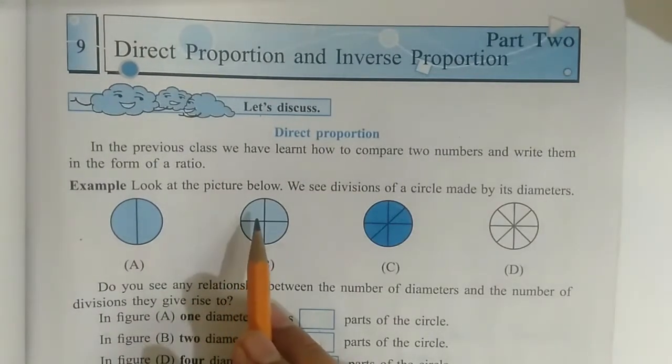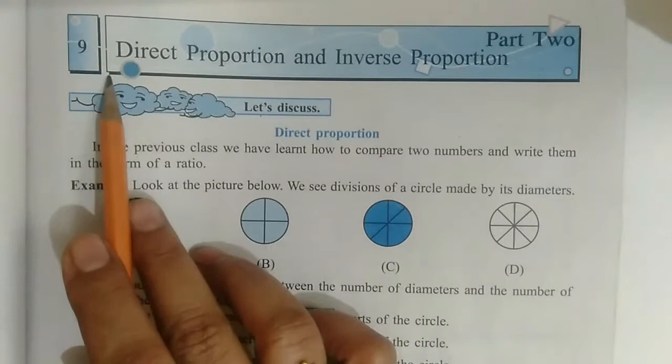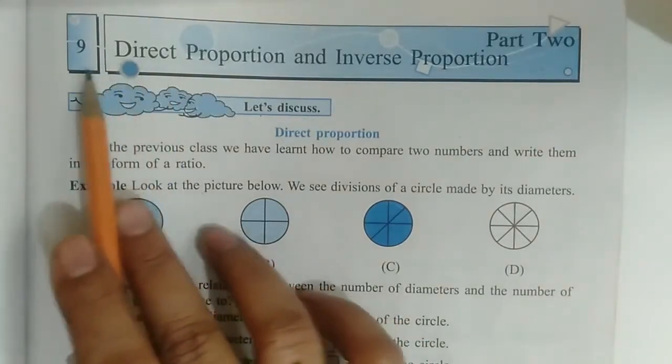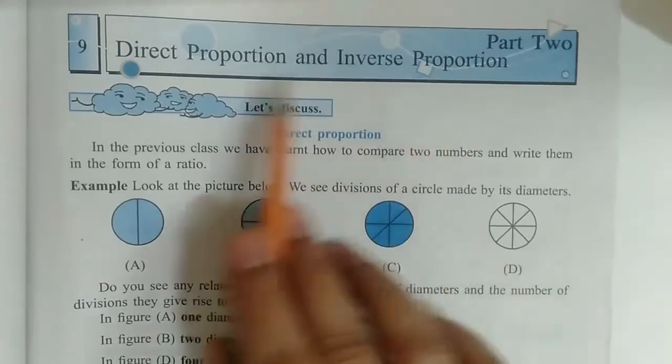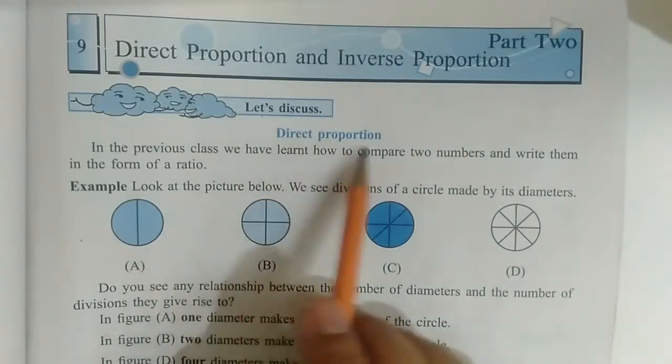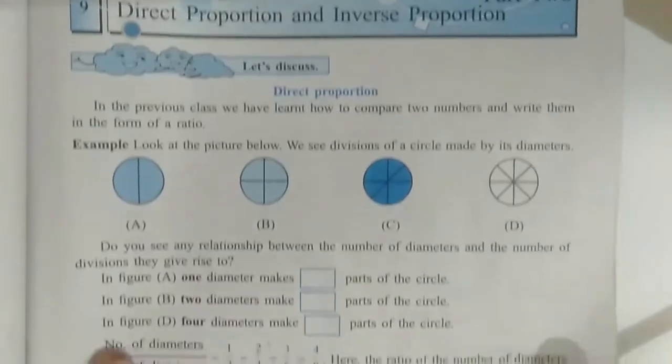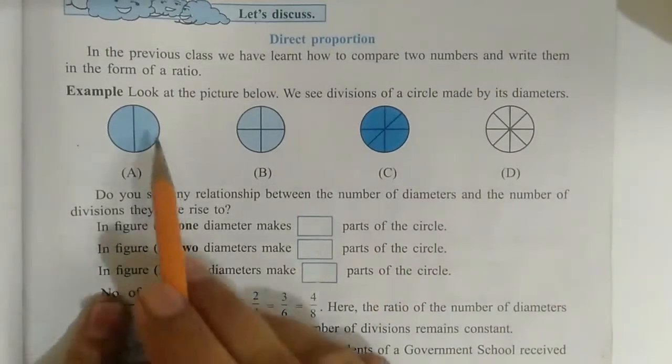In the previous video we have completed chapter 8. Now in this video we will start the 9th chapter, direct proportion and inverse proportion. So firstly we will understand the meaning of direct proportion. See, one example is given in your textbook.